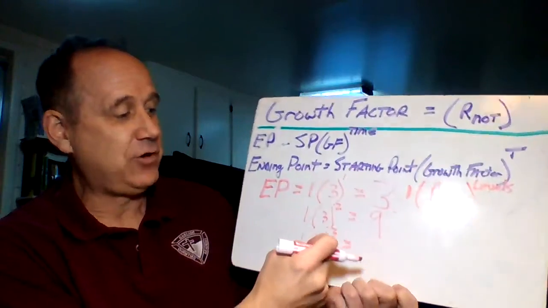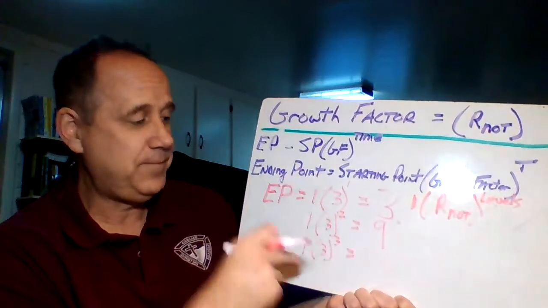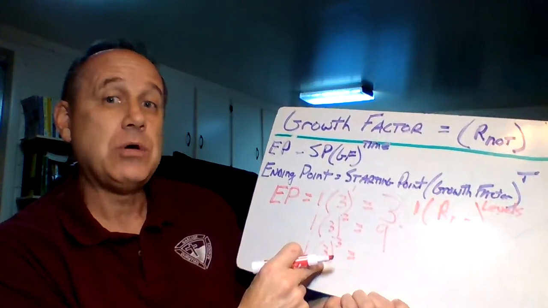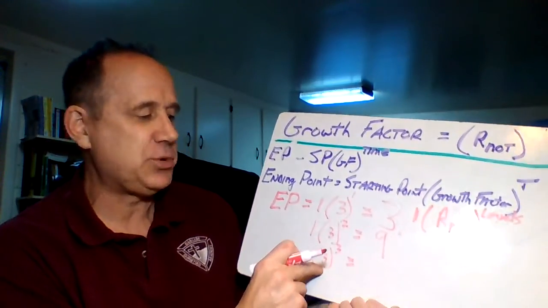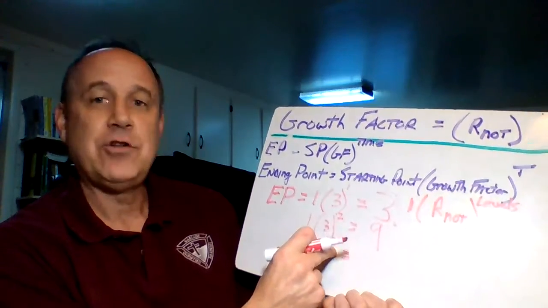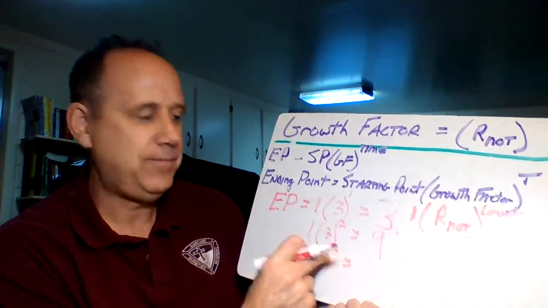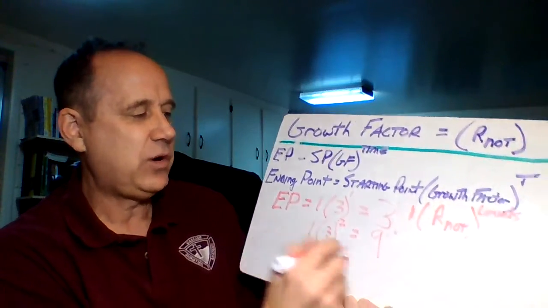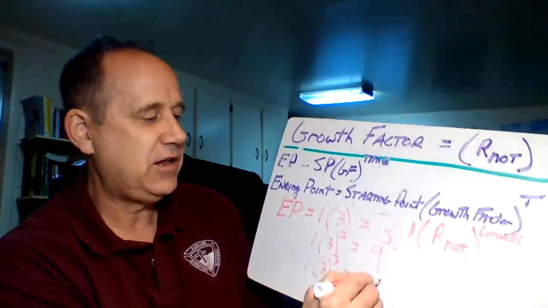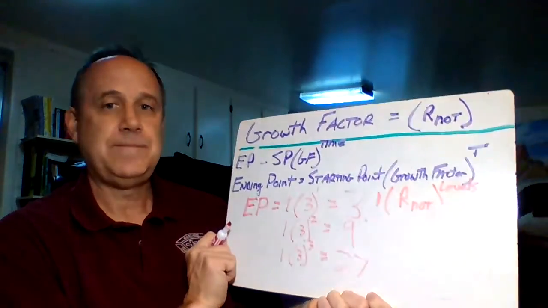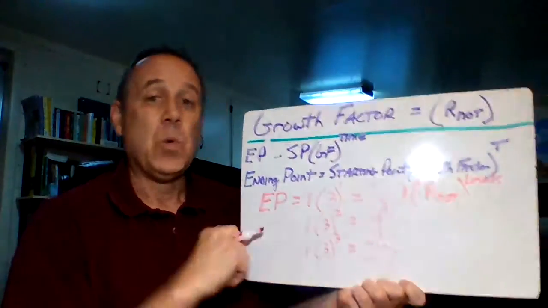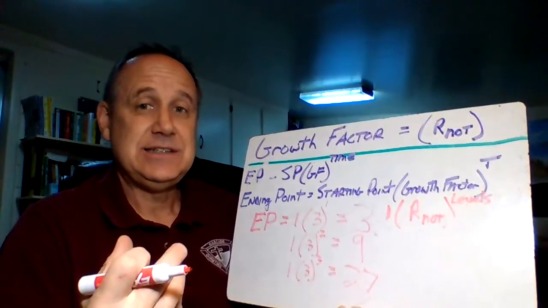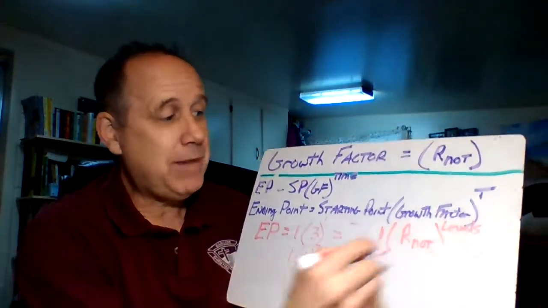Okay, after the third year or the third level, 1 person is what we started with. My growth factor or my R naught is 3. After the third year or the third level, I raise 3 to the third power, which is 27. 27 times 1 is 27.